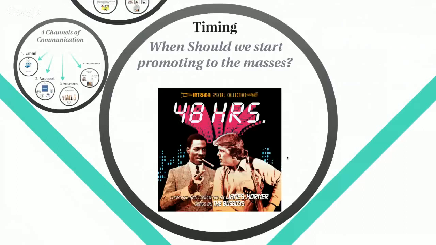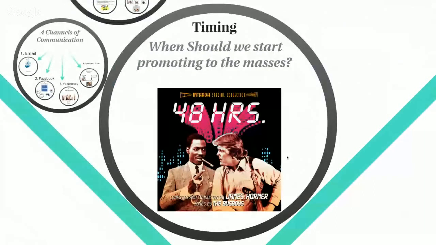The timing, when should we start? So now we've got everything prepared. We've got the influencers in place. We've got everything in order. The emails are set up, the Facebook, the events, everything. But when do we start telling people about this campaign?